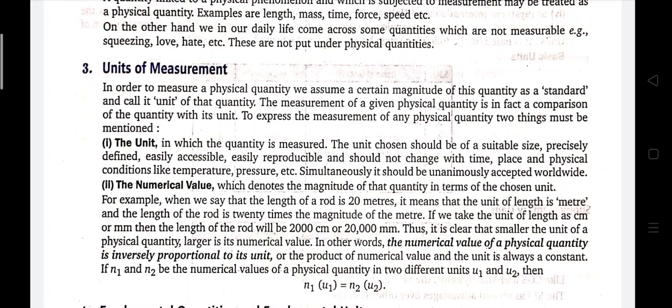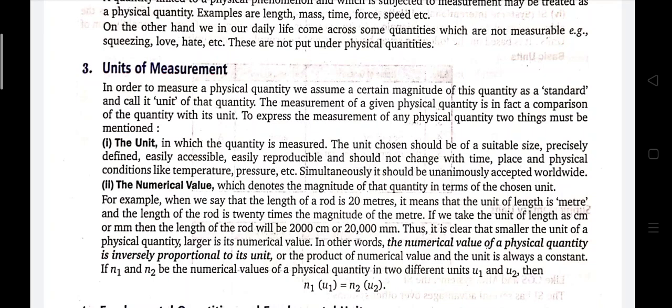So now we come to a very important point. When we are expressing any physical quantity, it has got two parts. N1 is the magnitude and U1 is the unit. N1, U1, 20 meters. So 20 is N1 magnitude and meter is unit.